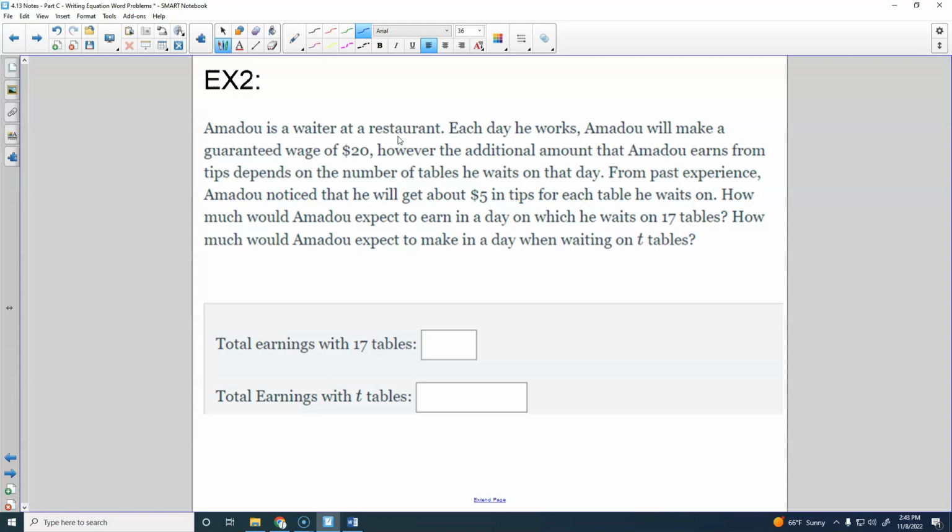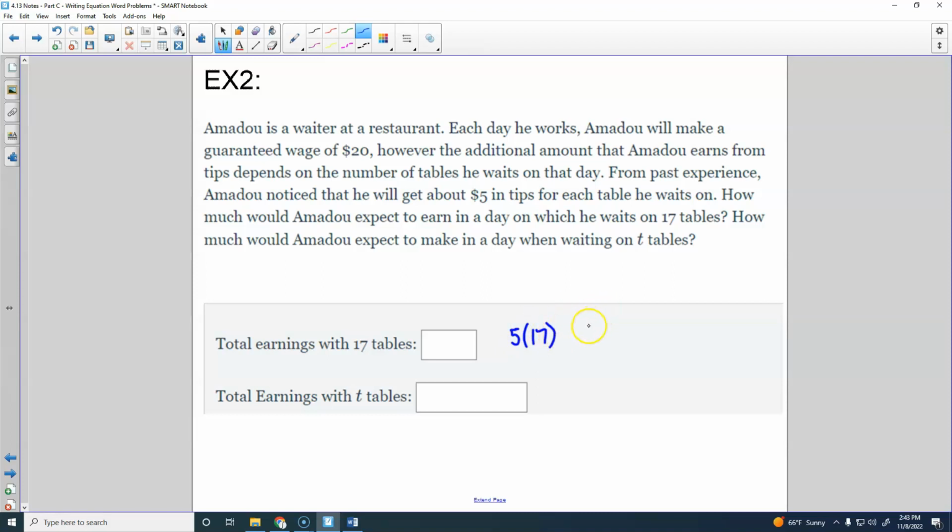Okay, so we'll start with 17 tables. Riley, what would we do for this? If he waits on 17 tables, how would we figure out how much money he's going to make? We'll do 5 times 17. That's the tip from each of the 17 tables.